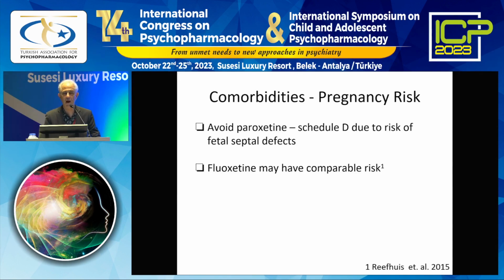For people who are at risk of becoming pregnant, we would avoid paroxetine among the SSRIs, even though it's one of the 2 FDA approved. It has a Schedule D rating from the FDA due to risk of fetal septal defects. Fluoxetine also may have comparable risks, though the FDA did not give it a D rating.